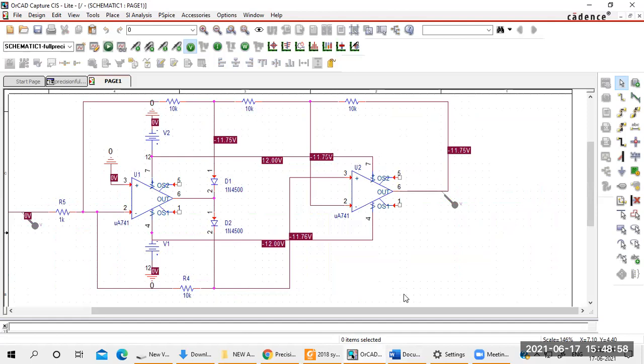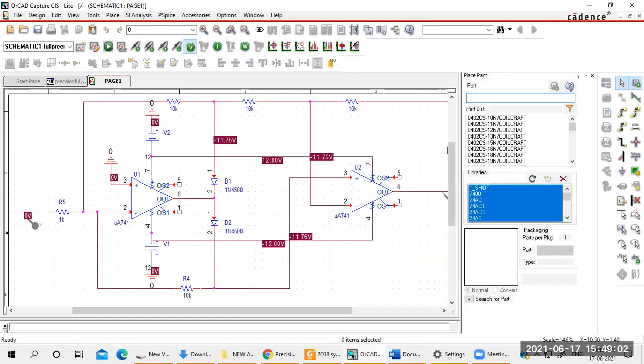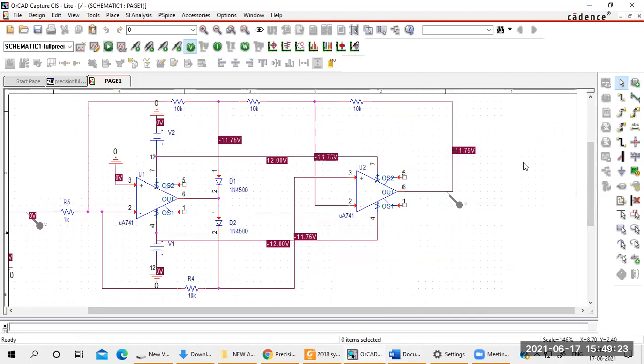PSpice tool here. First I will take the component from the place part here. Here you can type the component name, MUA741. Then double click on the symbol and place it across the circuit page. Same thing, you connect the resistance. You take a diode here. Understood? Then you make the ground connection.